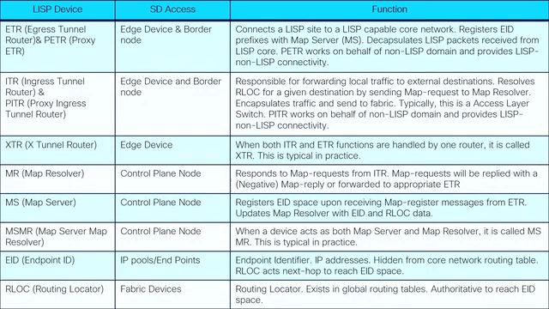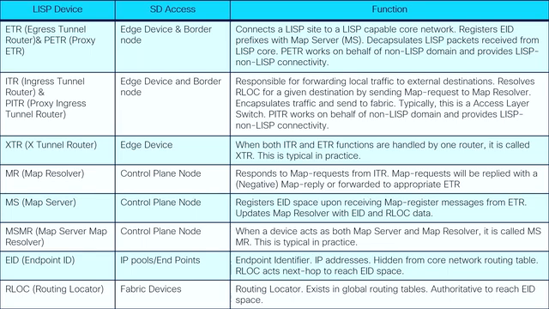We have a map resolver. That's the part of the control plane node. That is the component that actually responds to the map request. So whenever an ITR wants to forward the traffic, it just sends out a map request to the control plane node to be able to get a response back. That's the map resolver component of the control plane node.